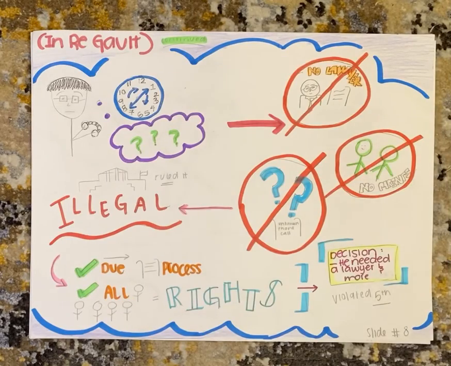Gerald Gault had no time to prepare for the hearing, and he didn't know his charges, his parents weren't aware, and it was a huge mess. On top of it, he didn't get an attorney as well. This violated his due process rights in the Fifth Amendment, and because of it, now all people are eligible for these rights, and especially the ones relating to due process.